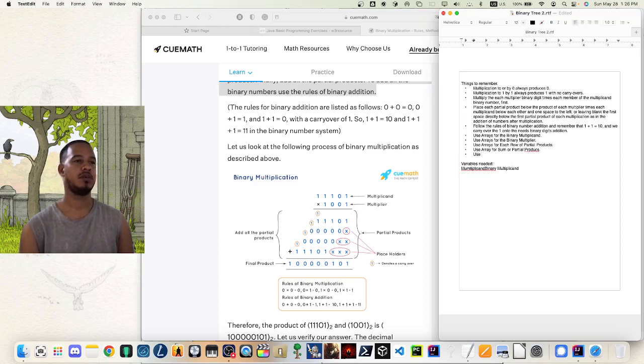Use nested if statements to compare, to mimic the addition of the partial products.